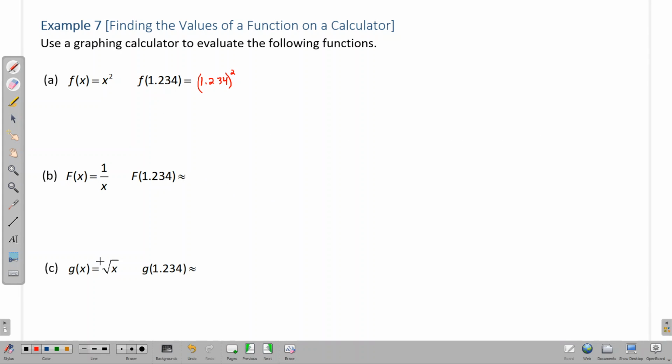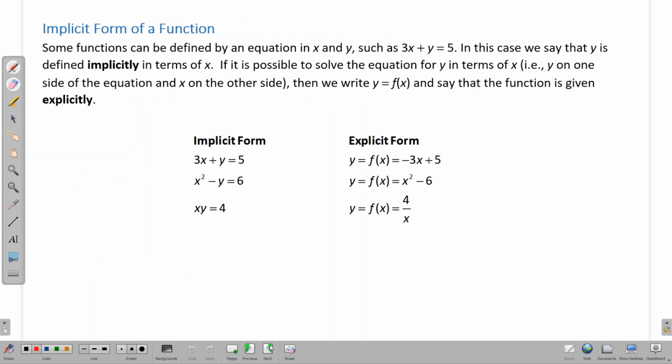Okay, so I'm not going to copy each of those over. You can rewind there and write them down if you want to. Okay, sometimes functions can be expressed in a way where the variables are on the same side, or where it's not solved, where the y is not completely by itself.